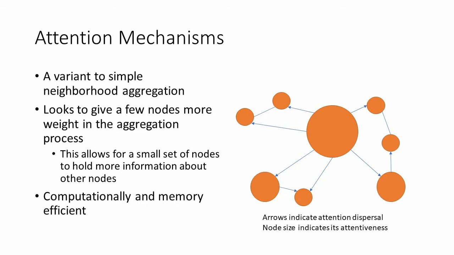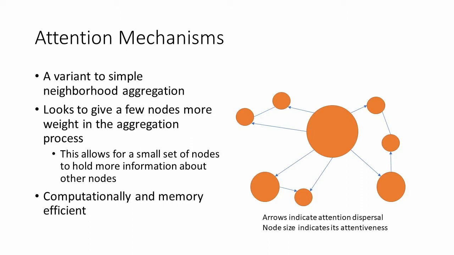One cool variant on neighborhood aggregation is called an attention mechanism. The goal of attention mechanisms is to compute the node neighborhoods by weighting the neighboring nodes differently. Certain nodes will, quote-unquote, pay attention to each other or a different node and store more information about that node in its own encoding than the rest of its neighbors.